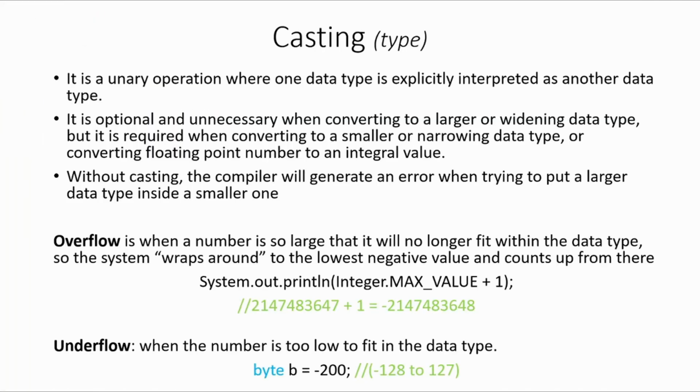Overflow and underflow. It is not in the exam, but overflow is when a number is so large that it will no longer fit within a data type. So the system wraps around to the lowest negative value and counts up from there. So you know that the integer maximum value is 2147483647, and if you add 1, it goes all the way to the negative range.